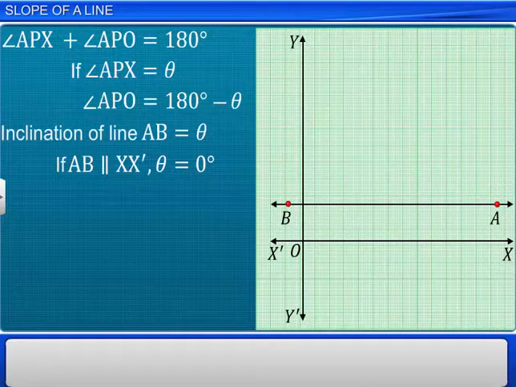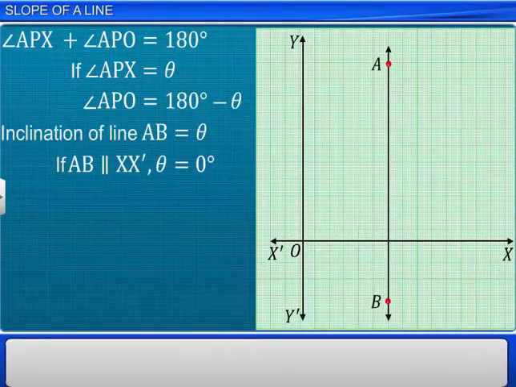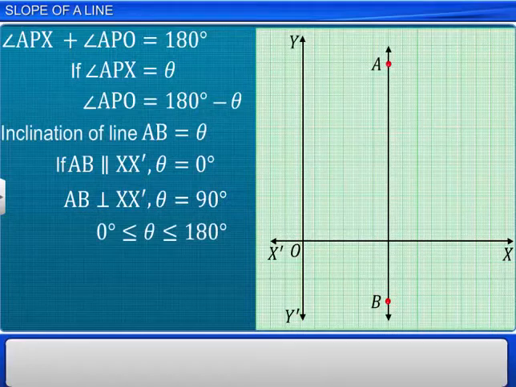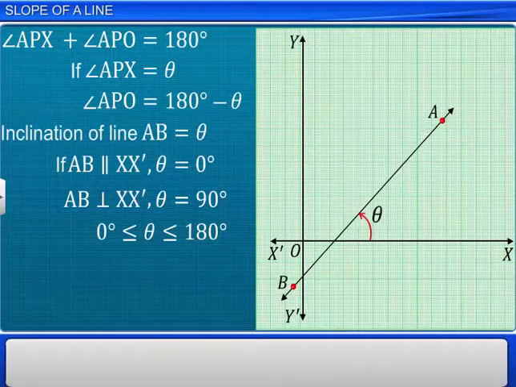The y-axis and the lines parallel to it are called vertical lines. If line AB is parallel to the y-axis or perpendicular to the x-axis, then its inclination is 90 degrees. The inclination of a line can have a value anywhere from 0 to 180 degrees. If theta is the inclination of a line, its slope or gradient is given by tan theta.